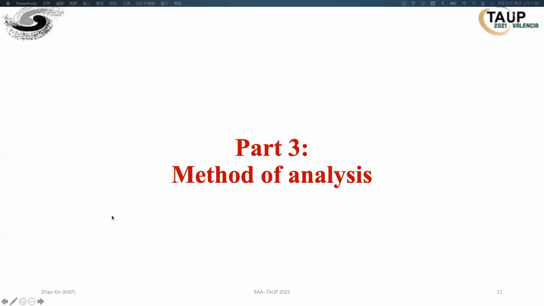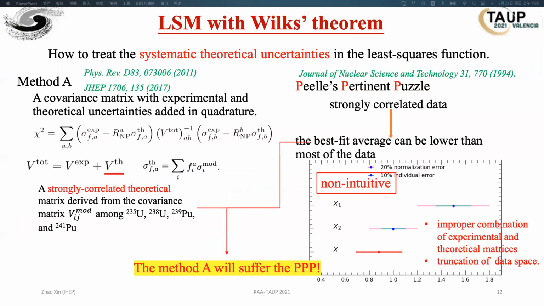Part 3, our method of analysis. How we treat the systematic theoretical uncertainty might inspire different fitting methods and results. For now, there exist 3 main methods concerning this situation. Method A is used in these 2 references. They use a total covariance matrix with a combination of the experimental uncertainty and the theoretical uncertainty.